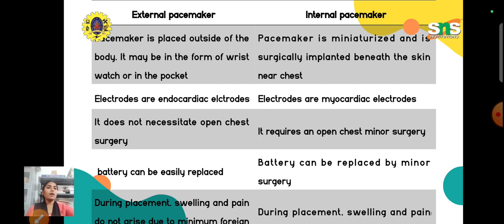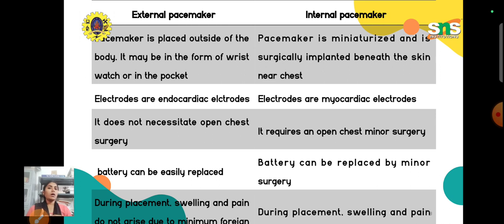Let's see what is the main difference between external pacemaker and internal pacemaker. External pacemaker, as I said, the location will be outside the body, maybe in the form of a wristwatch, or you can place it inside the pocket. It means the device will be pocket sized, so you can easily carry it in the pocket, or wear it like a watch. That is the external pacemaker. In case of internal pacemaker, it is a very miniaturized device, because you are going to place it beneath the skin of your chest, near the chest. So it has to be customized in such a way that it can be easily implanted, over the surface of the heart, beneath the skin of the chest. Okay, that is the internal pacemaker.